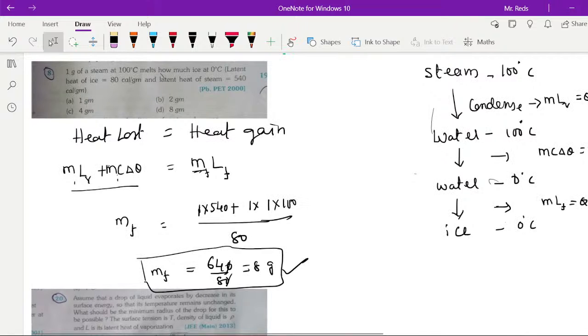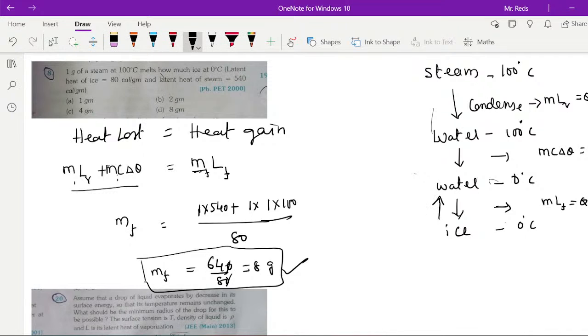So 1 gram of steam at 100 degrees Celsius melts how much ice at 0 degrees Celsius? Latent heat of ice is this and latent heat of steam is this. So you have to understand this as the heat lost in converting steam at 100 degrees to water at 0 degrees Celsius. Here you can understand, steam at 100 to water at 100, then to water at 0, then the reverse way you have to consider.